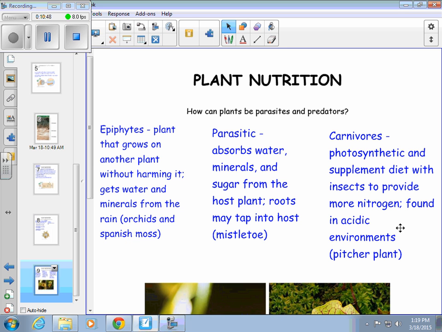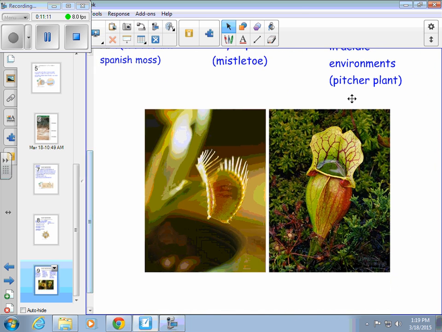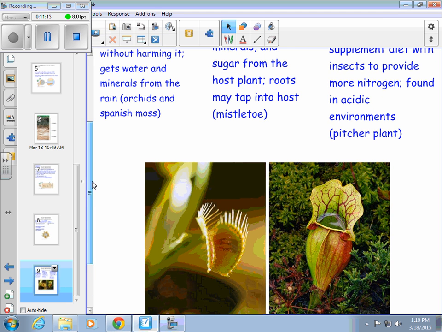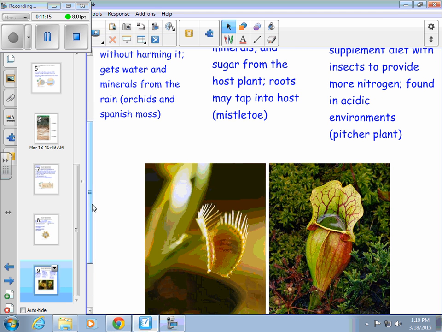And our last group of plants are carnivores. Our carnivorous plants do carry on photosynthesis, but they supplement their diet with insects to provide them more nitrogen. And we've already talked about what nitrogen is necessary for. These carnivorous plants are typically found in acidic environments. Pitcher plant is a good example of one. I have a photo of that here on the right, and a Venus flytrap over here on the left.